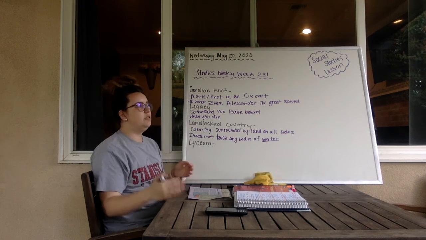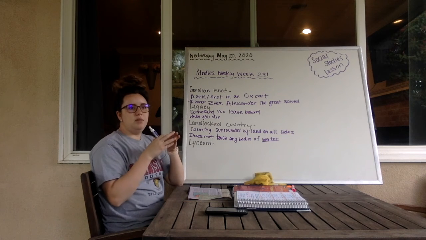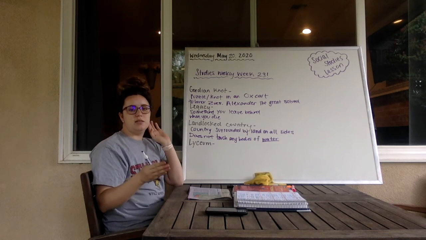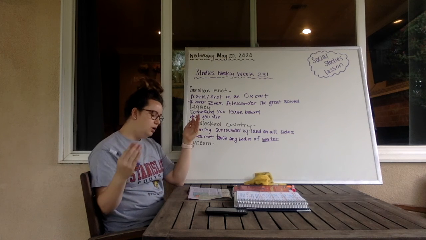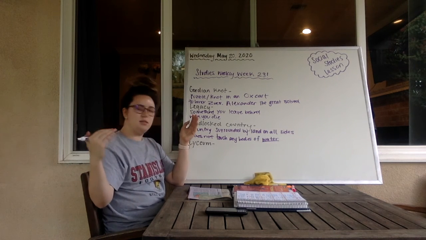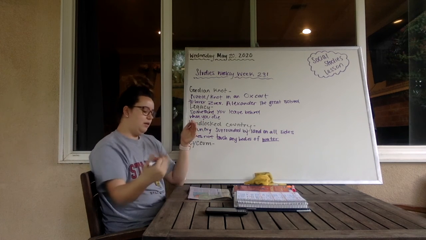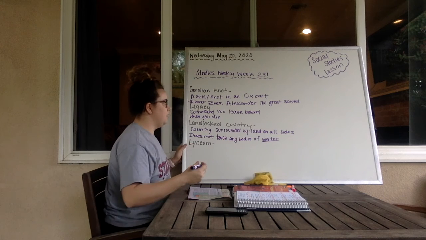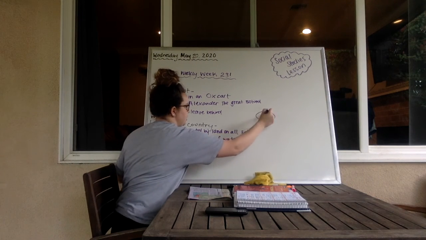So, specifically referring to the country of Macedonia. It was a landlocked country, meaning it was surrounded on all sides by land. There was no access to water. You had to go through other countries to access water. In this specific case, Macedonia, let me draw a picture. So here's Macedonia right here. I'm just going to put an M.